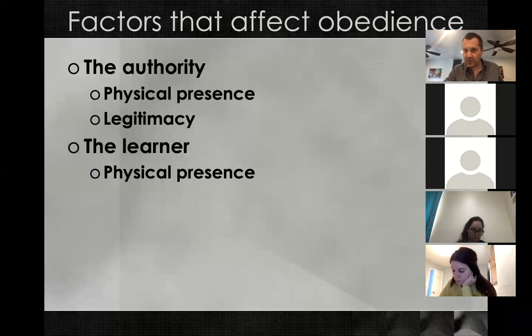So in another variation, the learner, the person receiving these shocks, was in the same room as the participant. So if you deliver a shock to this person, you can actually see that person suffering as opposed to only being able to hear them. In a third condition, participants actually had to take the learner's arm and hold it onto this metal plate in order to deliver shocks. They had to make physical contact with the learner.